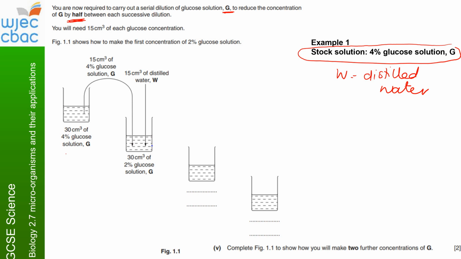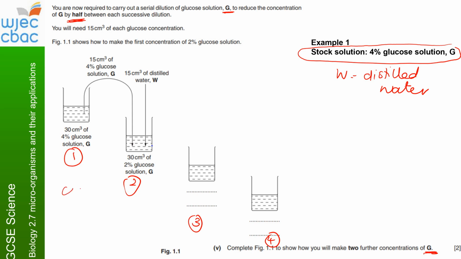So in this first beaker, this is what we will call beaker number 1. We've got beaker number 2, beaker number 3, and beaker number 4. It wants us to complete to show how we'll make 2 further concentrations of the glucose solution G here. So we'll have a look at what they did in the first step. In this beaker, we've got 30 cubic centimetres of 4% glucose solution, okay?